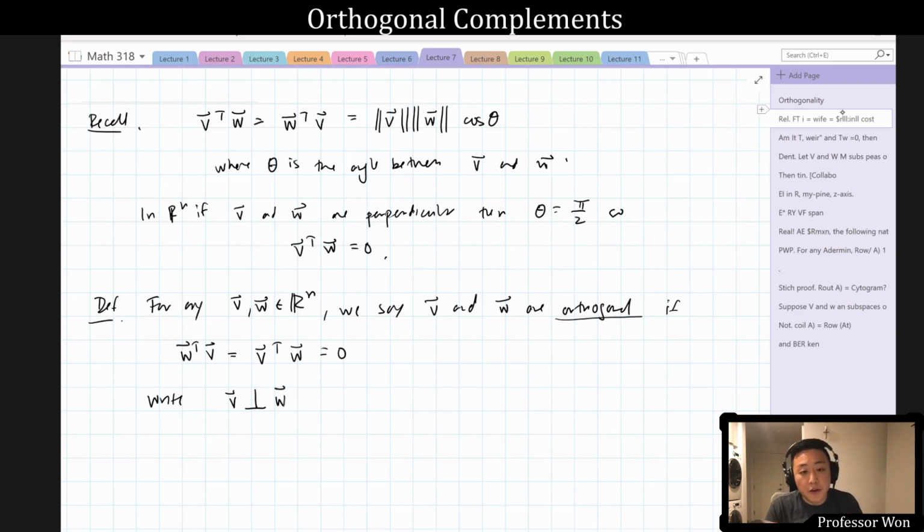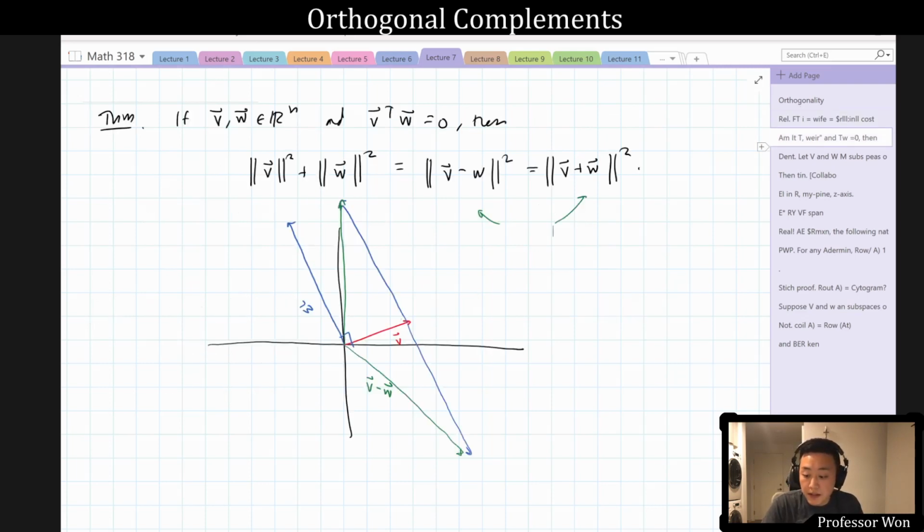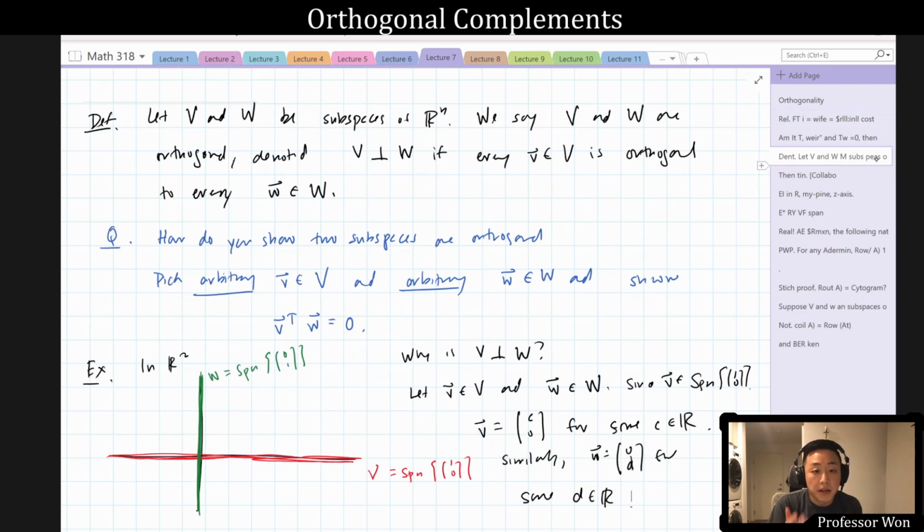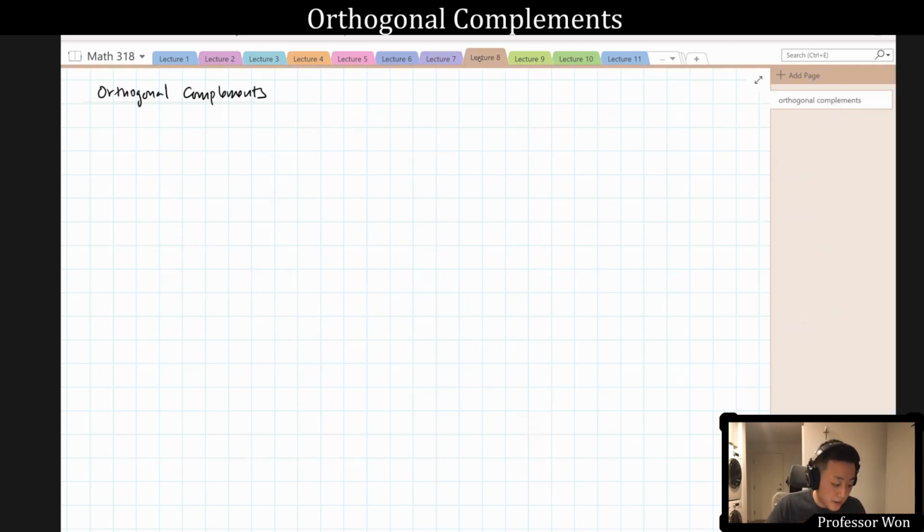Then we talked about how you show that two vectors are orthogonal, and also how you show that two subspaces are orthogonal. So two subspaces are orthogonal if every vector in one subspace is orthogonal to every vector in the other subspace. Today we're going to talk about a specific situation related to this phenomenon. Suppose that V and W are subspaces of Rn, so they both live inside the same vector space.